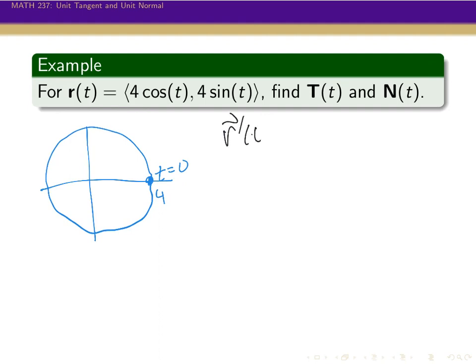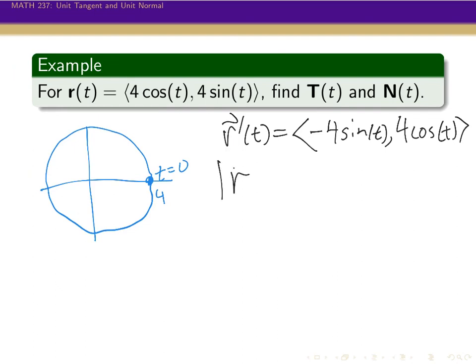If we do r prime of t, the derivative of cosine is sine, so I'm going to get minus 4 sine of t, 4 cosine of t. And because we've got sine and cosine in there, this is pretty quick to get the magnitude. We're going to have a sine squared plus a cosine squared in there. We can pull out the 4's, and we get that this magnitude is always 4.